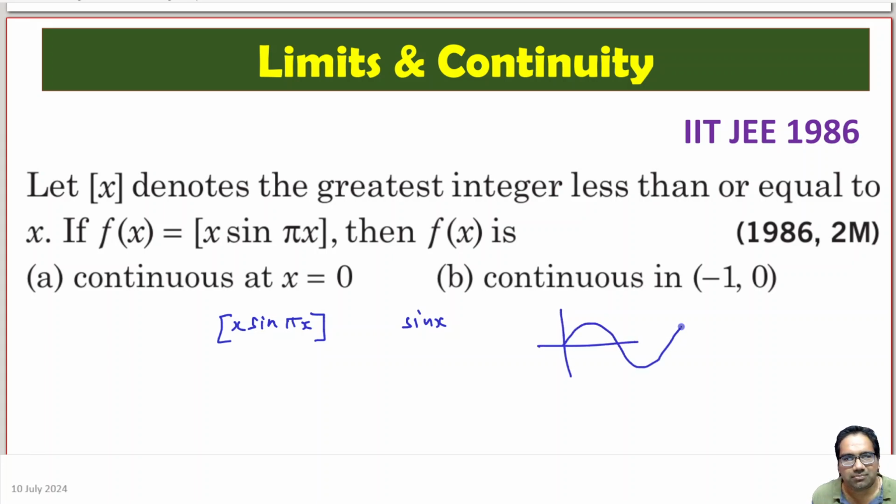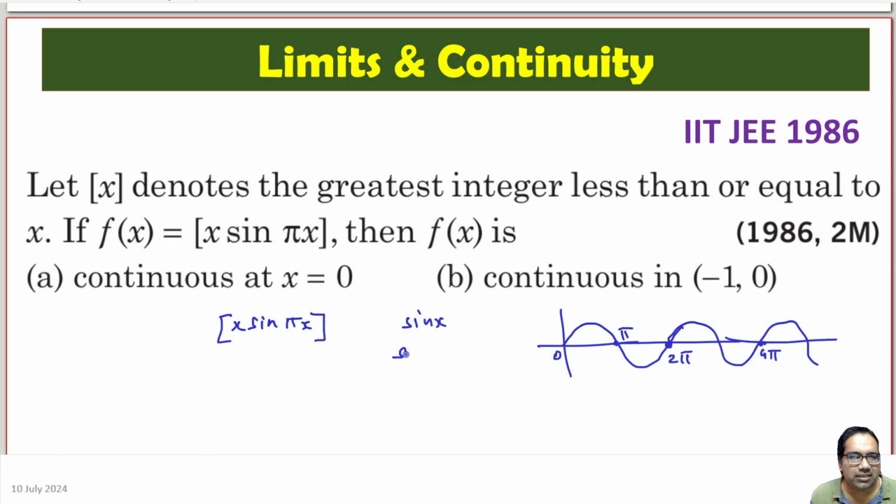Sin x graph will look something like this. It will repeat itself after every 2 pi units. This is 0, this is pi, this is 2 pi, and then again after 4 pi, likewise. The period of sin x is 2 pi. It will repeat after every 2 pi units.